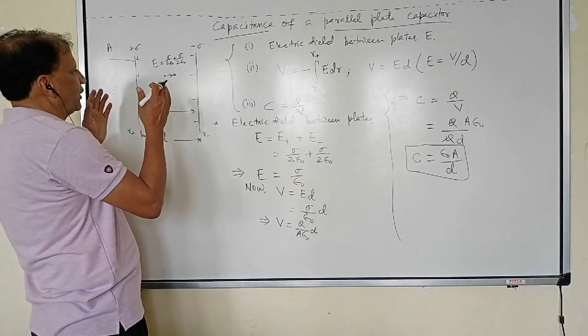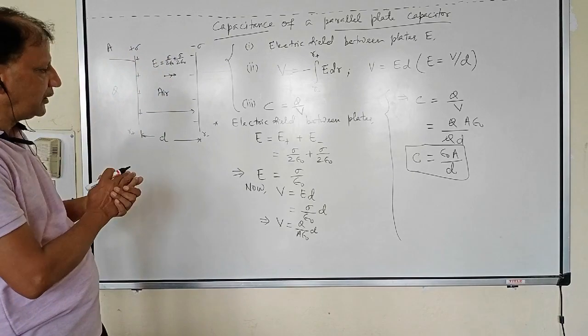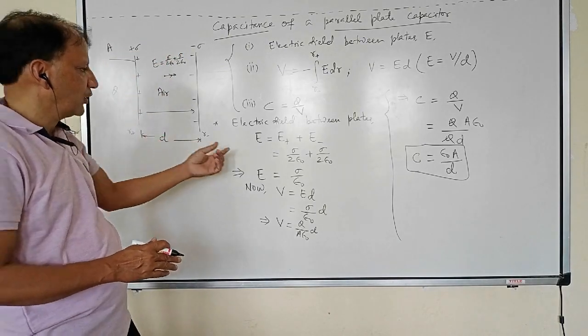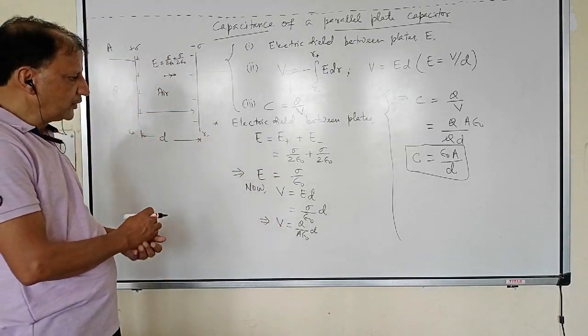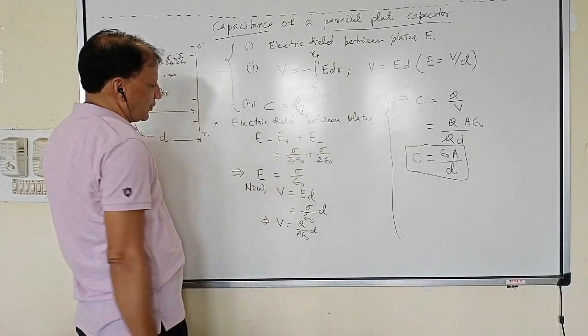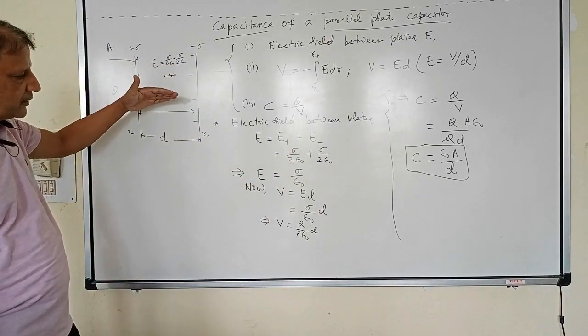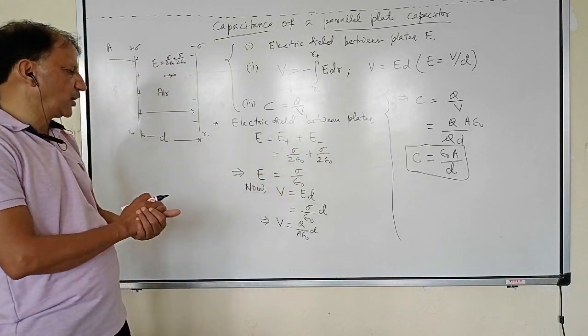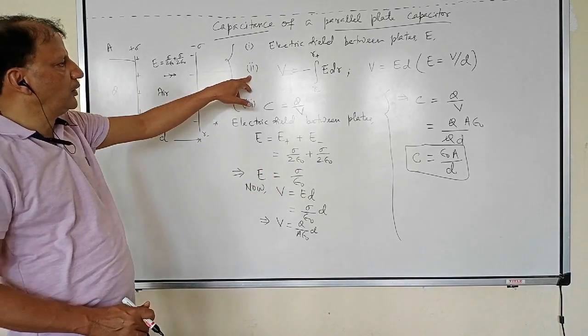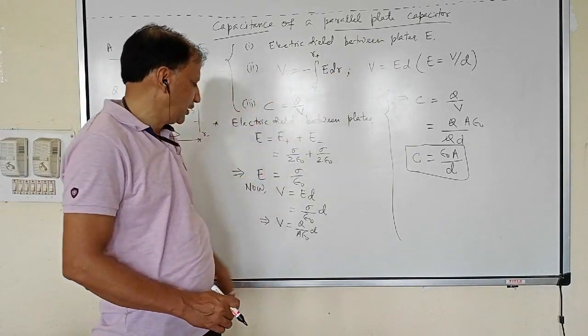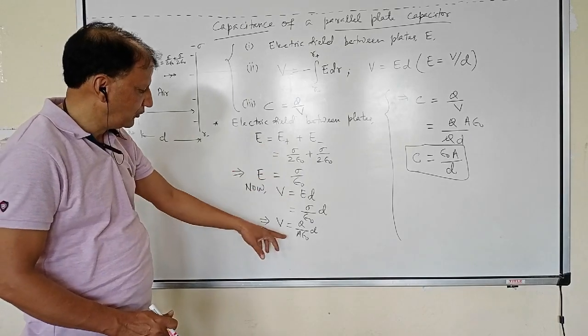So as the electric field is a vector quantity, there is no question of plus minus sign. Direction same means we have to add. तो मैंने add कर दिया E plus E minus को. Sigma upon 2 epsilon naught plus sigma upon 2 epsilon naught. So electric field between the plates comes out to be sigma upon epsilon naught. Now second step, we have to find the potential difference V equal to ED. Putting the value of E, we find this.